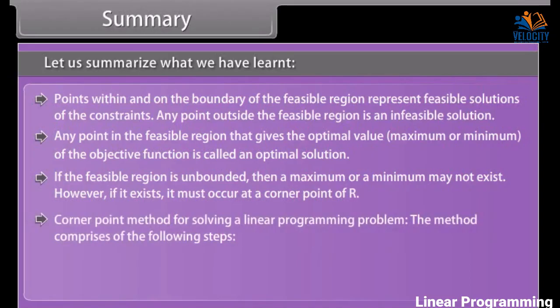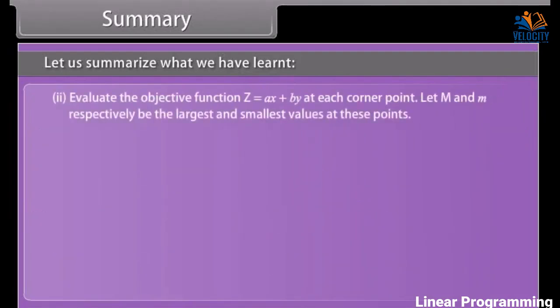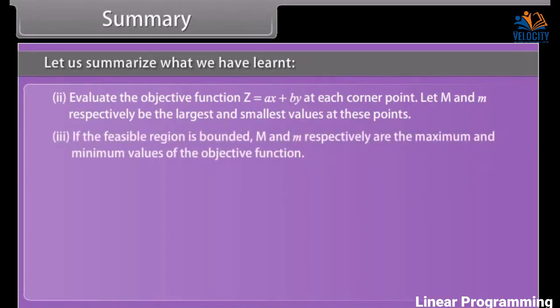Corner point method for solving a linear programming problem. The method comprises the following steps. 1. Find the feasible region of the linear programming problem and determine its corner points (vertices). 2. Evaluate the objective function Z equals ax plus by at each corner point. Let M and m respectively be the largest and smallest values at these points. 3. If the feasible region is bounded, M and m respectively are the maximum and minimum values of the objective function.